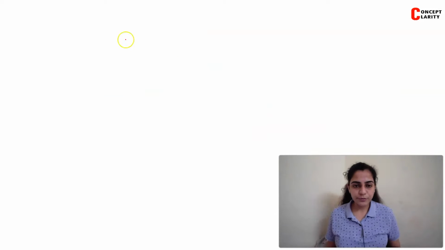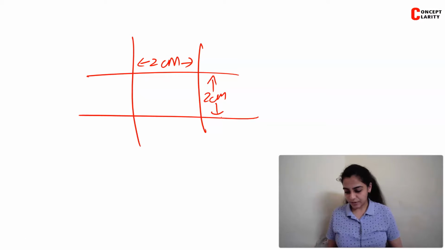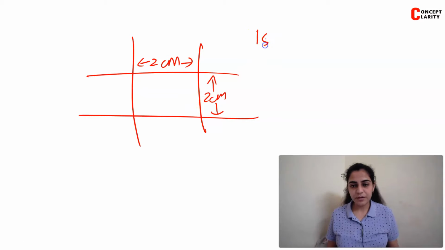The most important thing about a topo sheet is that each grid square is given as 2 centimeters from left to right and 2 centimeters from top to bottom. This is fixed, that's why there are squares. The area of 1 grid square is equal to 1 kilometer square. Okay, 1 grid square, this means this shaded part.